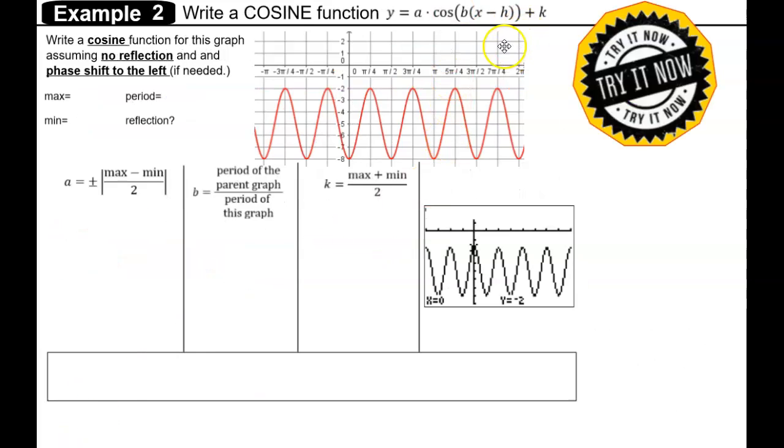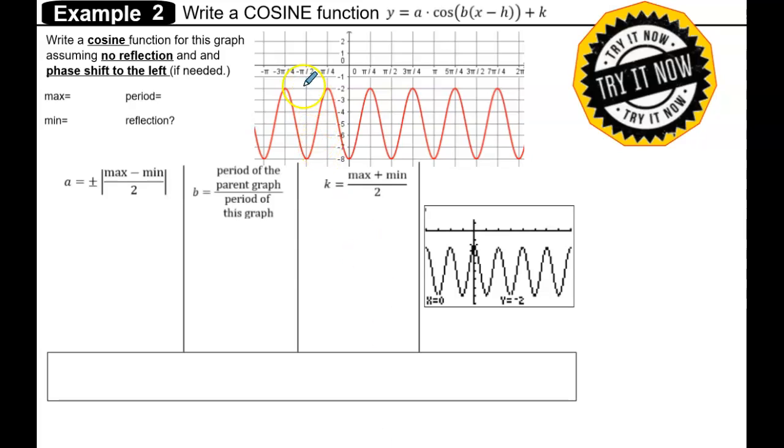Okay, so go ahead and pause the video, and I'd like you to try writing this cosine function from the graph by yourself based on what we learned about writing the sine function in example 1. And then once you've identified the max, the min, the period, the reflection, A, B, H, and K, write your equation and then turn the video back on, and we'll go over the answers together.